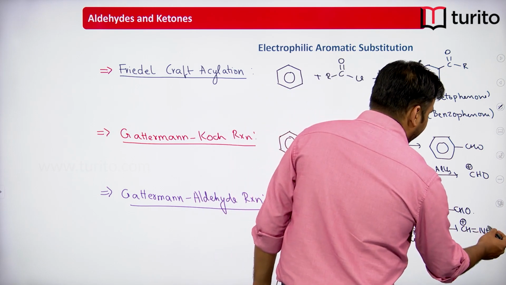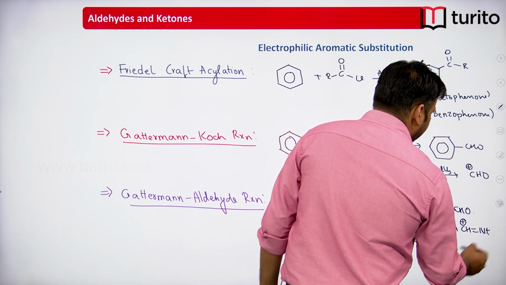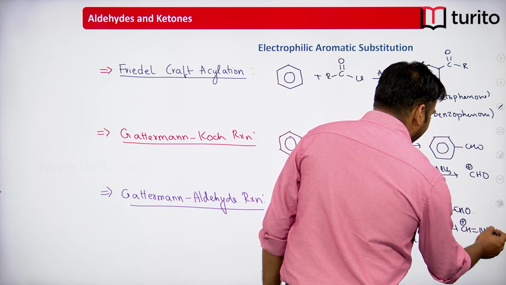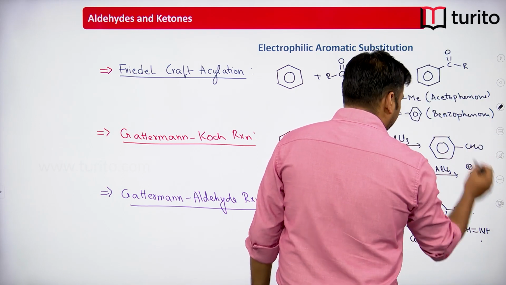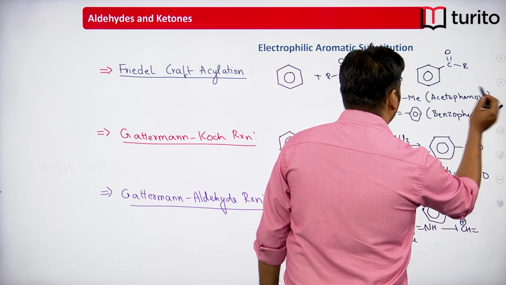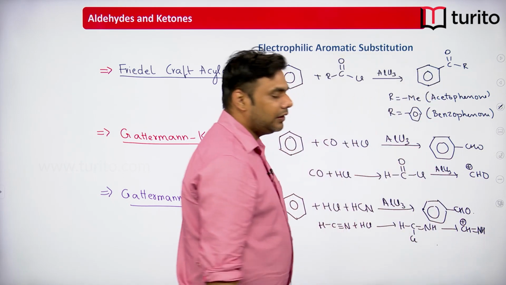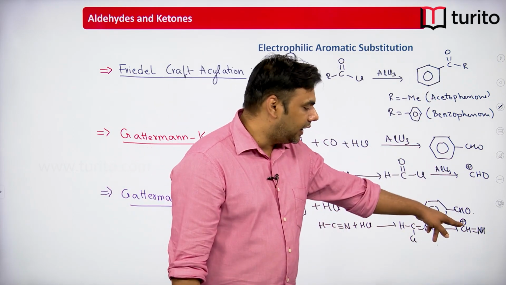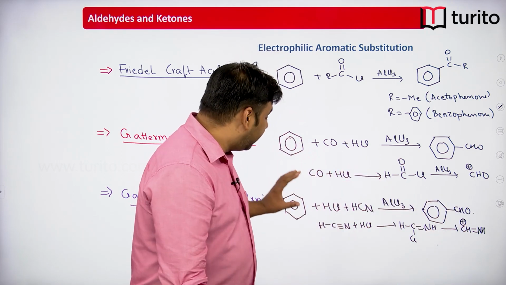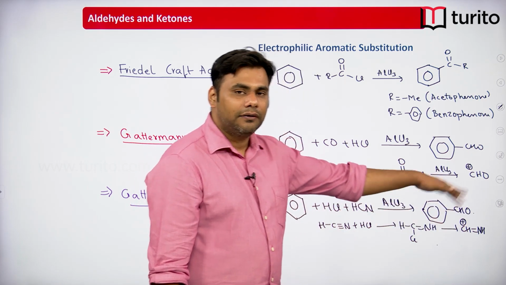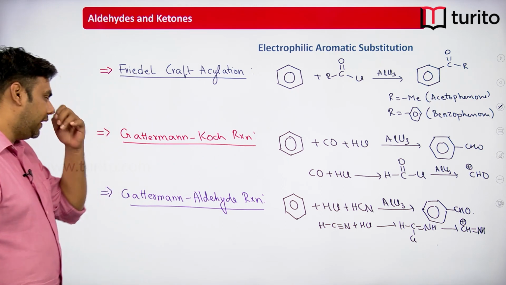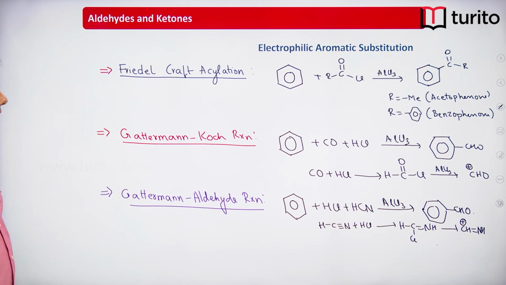Now we know that imine on hydrolysis basically gives us aldehyde. So first it will form this particular cation, which will be attacked by a benzene ring. It will form an imine, which upon hydrolysis will give us benzaldehyde. So these are the few important named reactions.